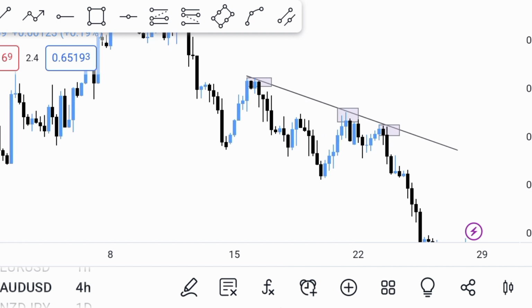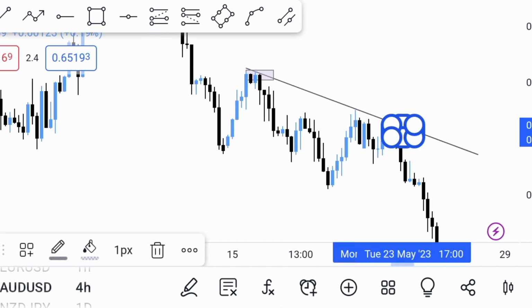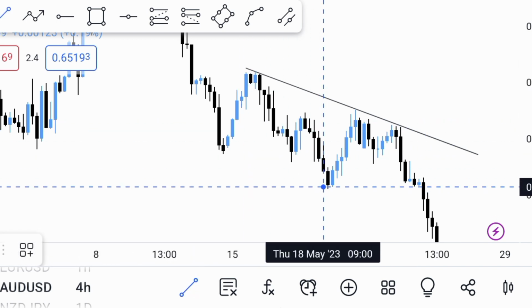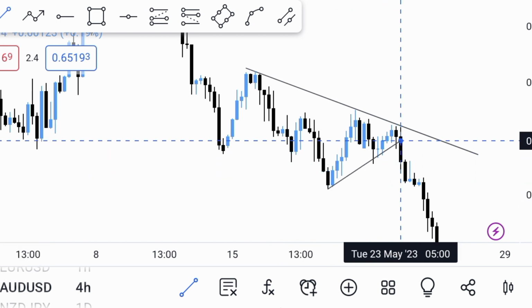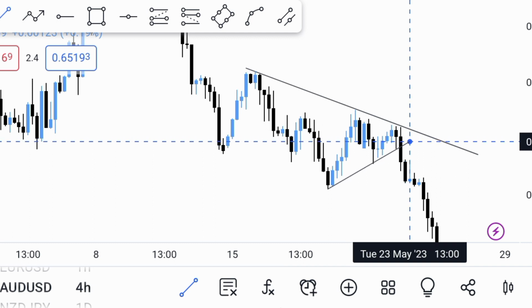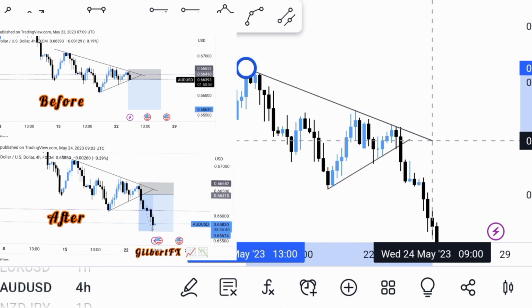So we have our first touch, second touch, and third touch there. I'll just remove this since we already used it to indicate our touches. We also had this counter trend line around here. I'll just bring this back a little bit.